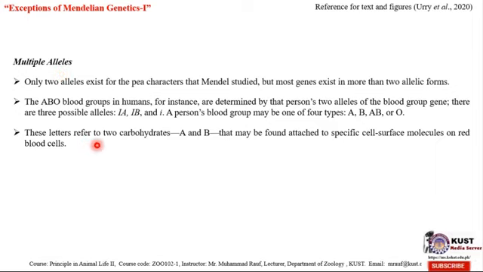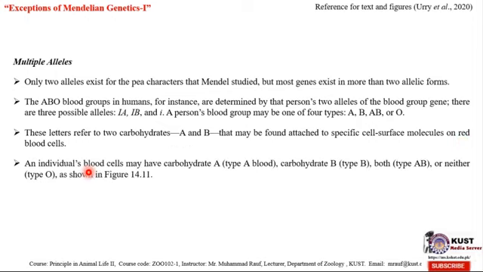These letters refer to two carbohydrates, A and B. They may be found attached to specific cell surface molecules on red blood cells. An individual's blood cell may have carbohydrate A, then its blood group becomes A, or carbohydrate B, then its blood group becomes B, or both A and B, then its blood group becomes AB, or neither of the two carbohydrates, then its blood group becomes O.